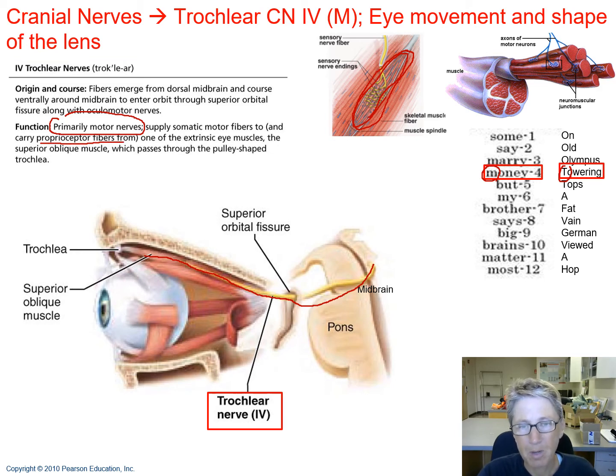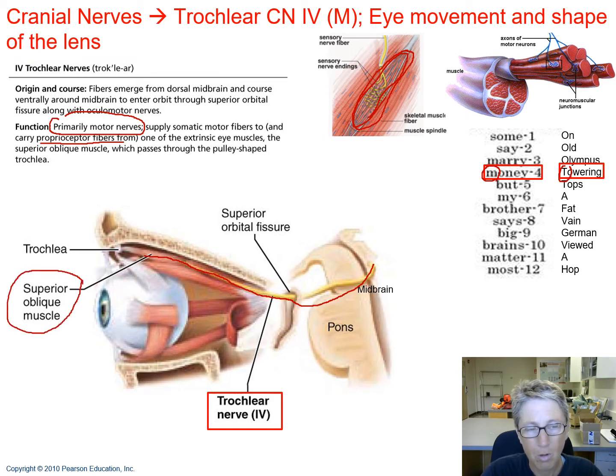Proprioceptive fibers meaning sensory afferent fibers that allow you to do proprioception. So the trochlear nerve, this is an interesting nerve because it only innervates one skeletal muscle in your eye, and that's this superior oblique muscle.